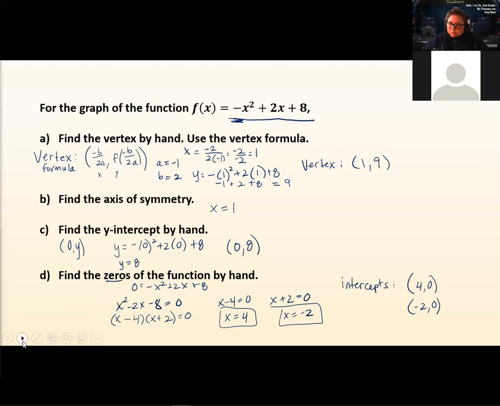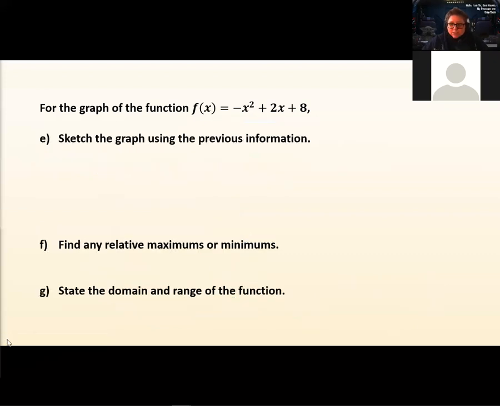So now we'd have to sketch the graph using the previous information. Again, what we know is that the vertex is 1, 9. The y-int is 0, 8. Our x-int are 4, 0 and negative 2, 0. And our axis of symmetry is x equals 1. So I'm going to try and draw this as straight as I can, guys.